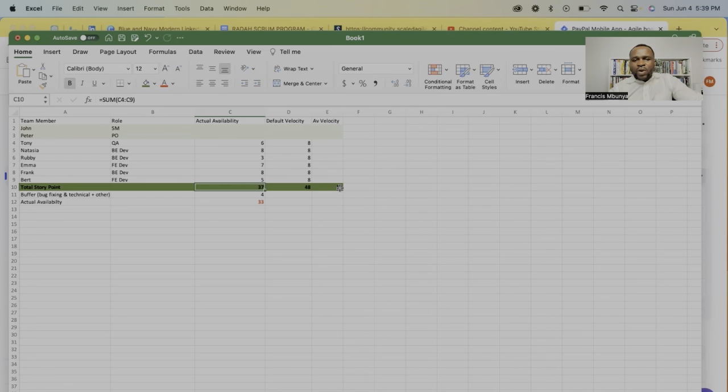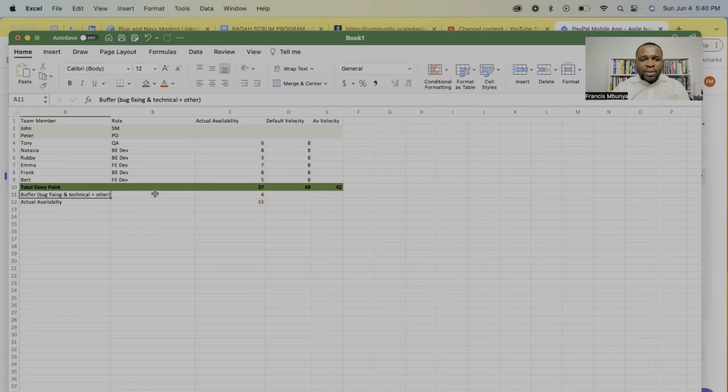But remember, if we're going by default velocity, it means they should complete 48. If we go by average velocity, it means they should complete 42. But either the default velocity or the average velocity is just to guide you to understand the difference between what they're capable of committing to this sprint and what they have normally been committing to. So it only plays a guiding role. So we are assuming that we're keeping 10% away for what?